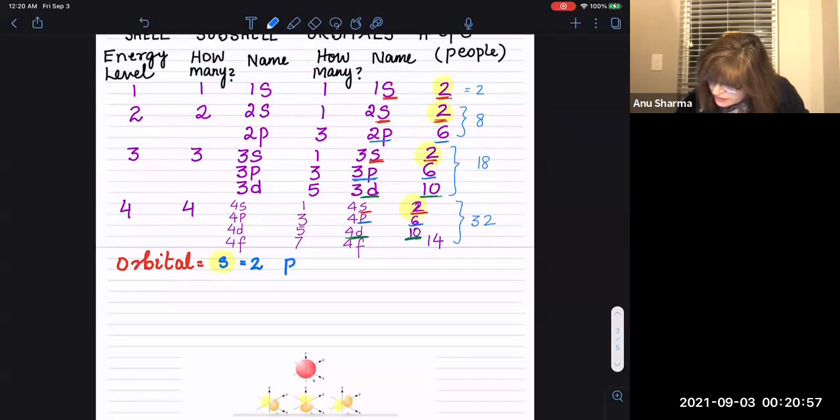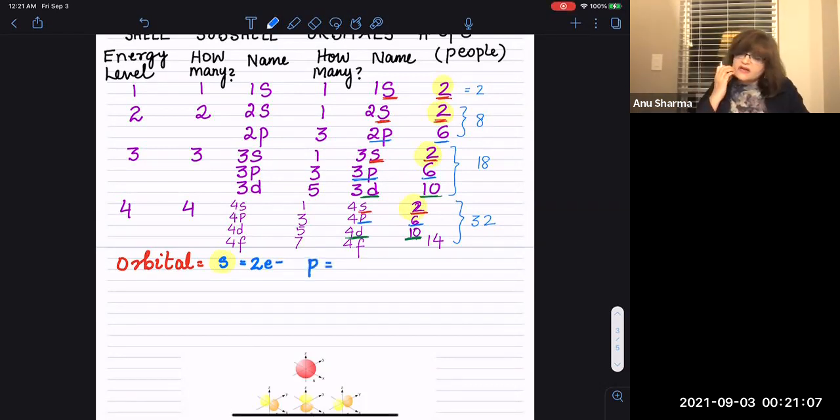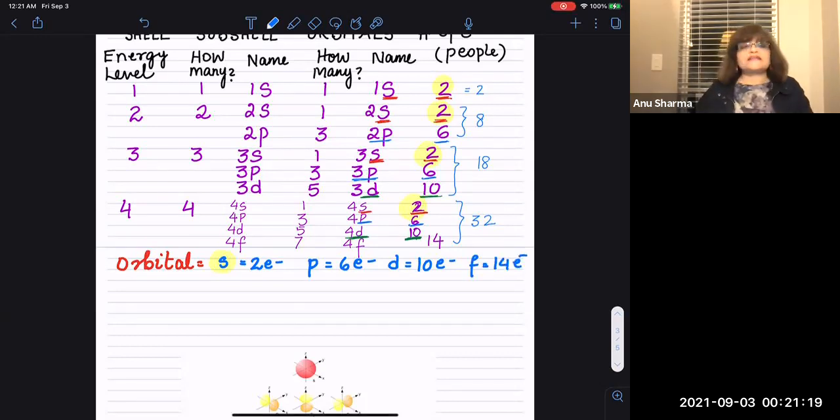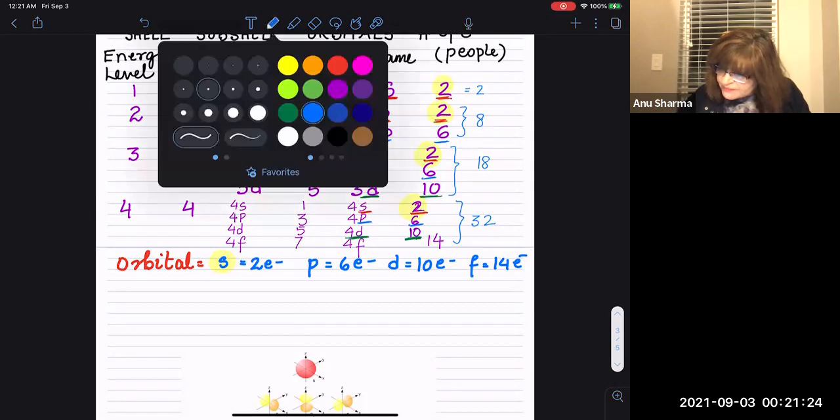P orbital will always contain 6 electrons. Let's put this here, electrons. So P orbital, no matter whether it is in 2, 3, 4, doesn't matter. It will always have 6 electrons. D will always have 10 electrons, and F will always have 14 electrons. That's the maximum capacity. Okay, that's one relationship we see.